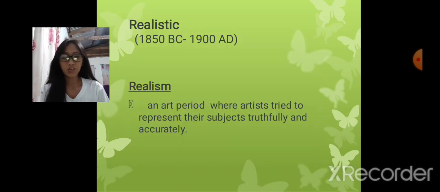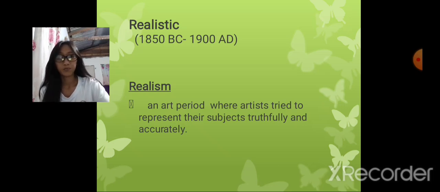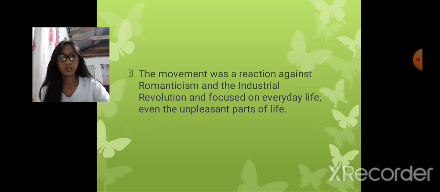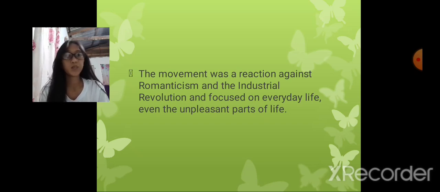Next is realistic or realism, an art period where artists try to represent their subjects truthfully and accurately. So, in realism, artists focus on the realism present within the subject matter, as artworks began to depict ordinary and everyday scenes in a very realistic manner. It was a reaction against Romanticism and the Industrial Revolution and focused on everyday life, even the unpleasant parts of life.